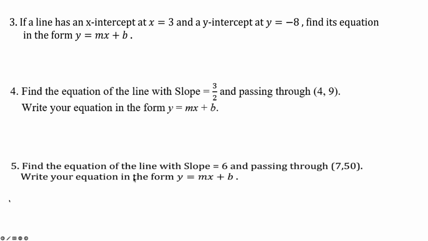All right, number 3. If a line has an x-intercept of 3 and a y-intercept of negative 8, find the equation in the form of y equals mx plus b. Very similar to number 2, so pause the video and try it yourself.